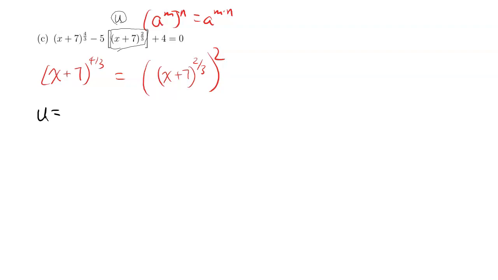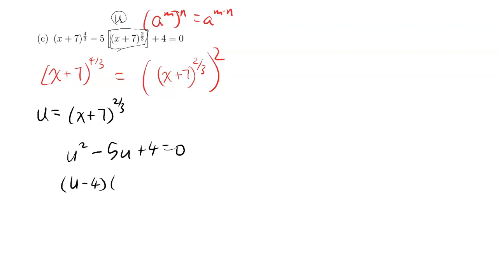u is equal to (x+7)^(2/3). Then we can replace that by u, so we have minus 5u. And as we see here, (x+7)^(4/3) is u squared. So you have u squared, and that is just a quadratic equation which you can factor. It factors as (u minus 4)(u minus 1) equal to 0. So either u is 4 or u is 1.